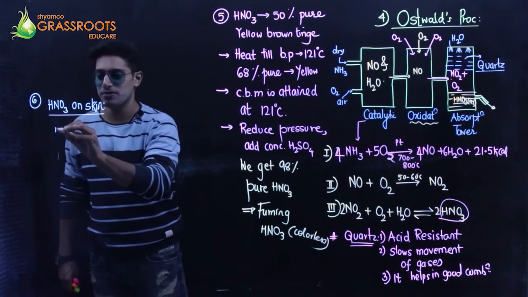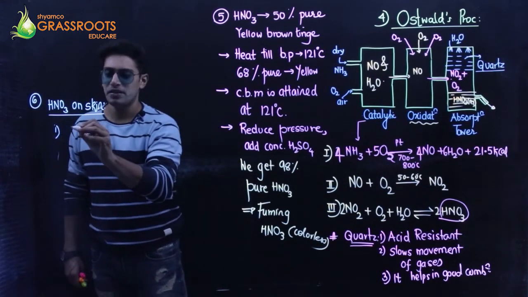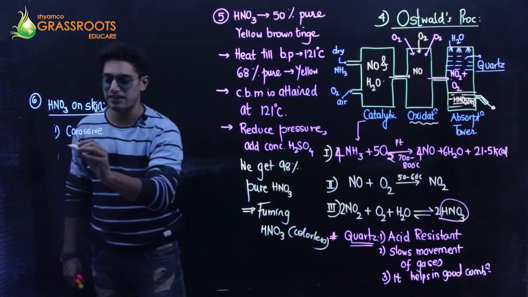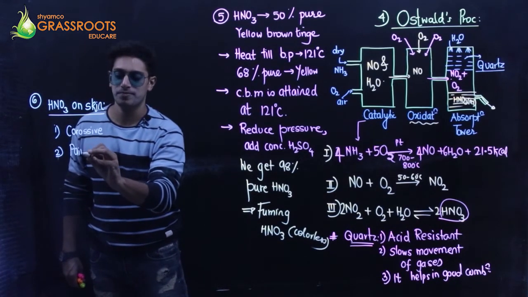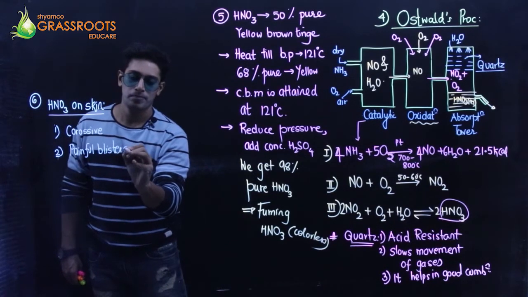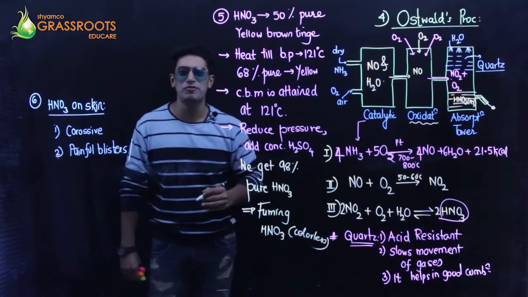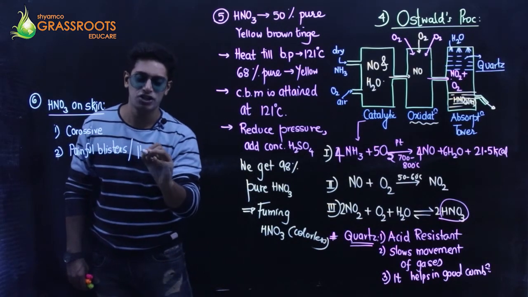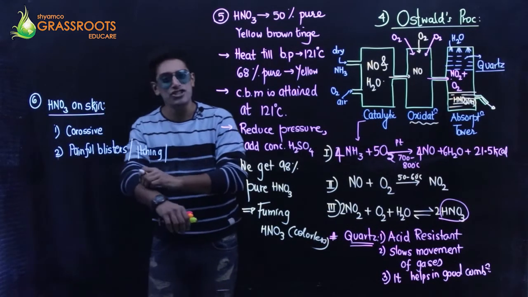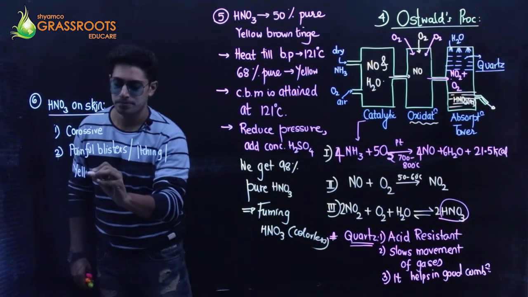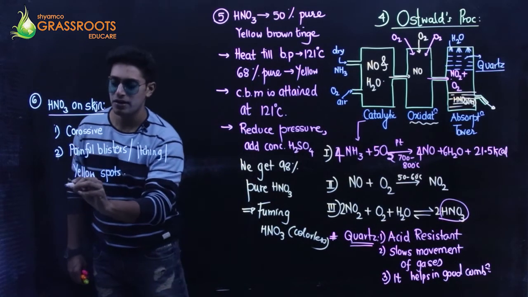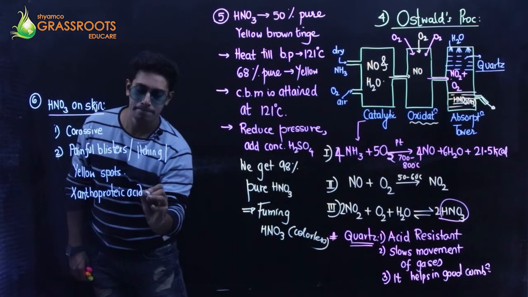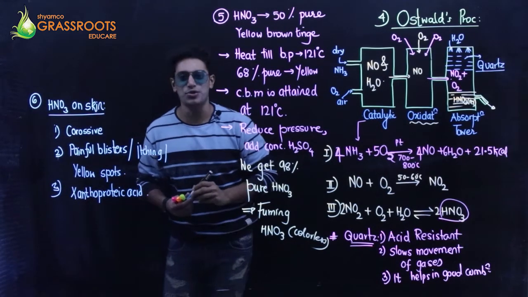Doesn't look good. So I can say first, nitric acid, when it falls on the skin, is corrosive. I think the spelling of corrosive is right. Yeah, I guess so. Okay, fine. It is corrosive. Second, it causes painful blisters on the skin. Those painful blisters itch, yeah. Painful blisters, pain, itching. And after it itches, it leaves yellow spots, impressions on the skin, forming xanthoproteic acid. And that's what nitric acid does to the skin.